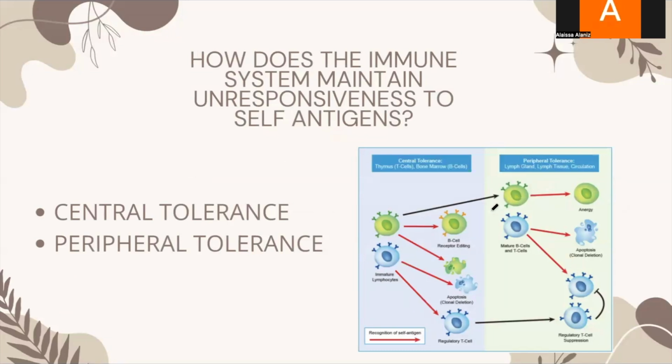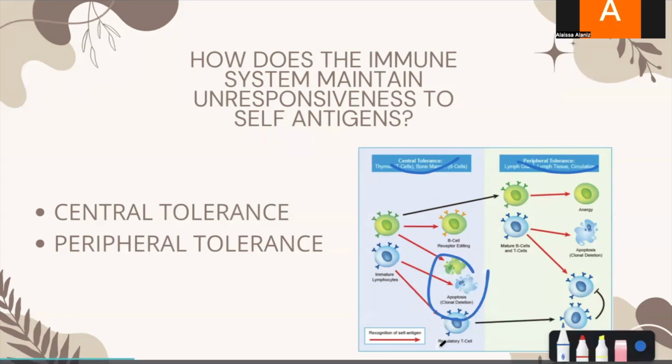The immune system prevents autoimmunity through a process called self-tolerance, which happens through two main mechanisms: central tolerance and peripheral tolerance. Central tolerance occurs during immune cell development in the thymus and bone marrow. As shown in the picture, immature T cells and B cells are tested to see if they strongly recognize self-antigens, and cells that react too strongly are removed through apoptosis, or they can be modified through a process like receptor editing. So, apoptosis or modified.